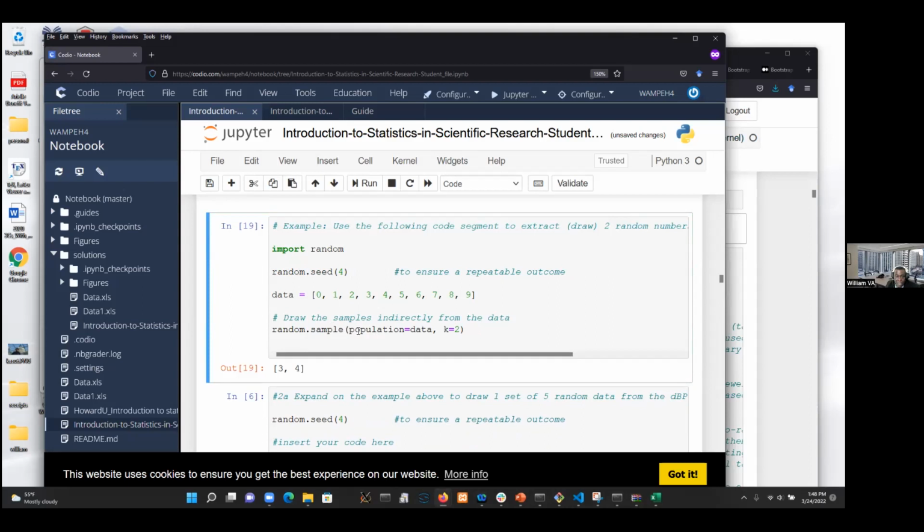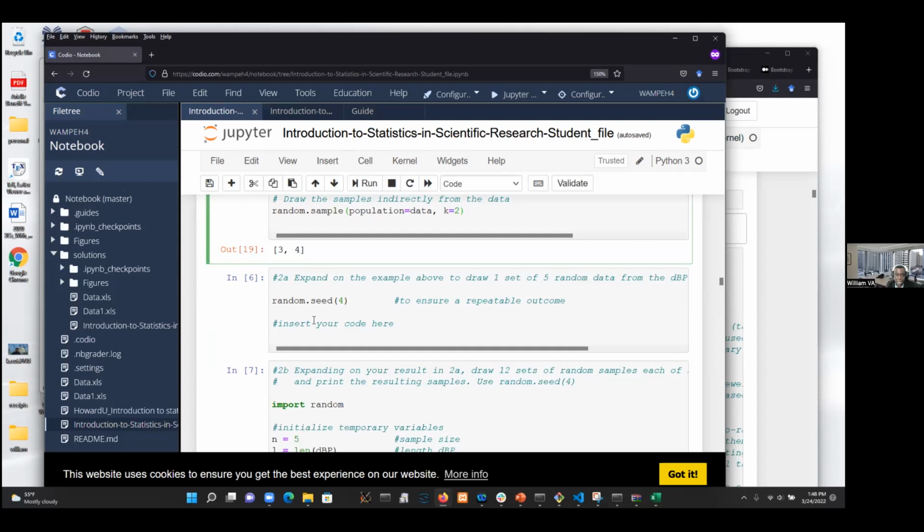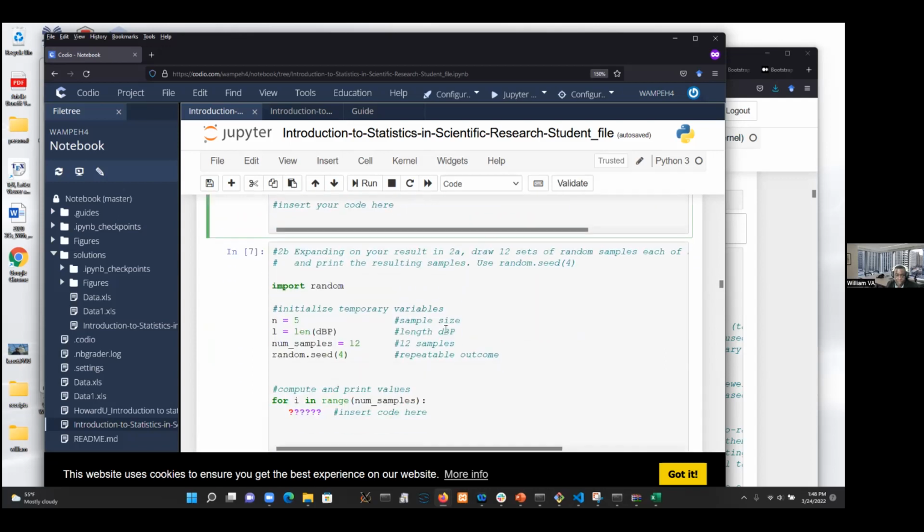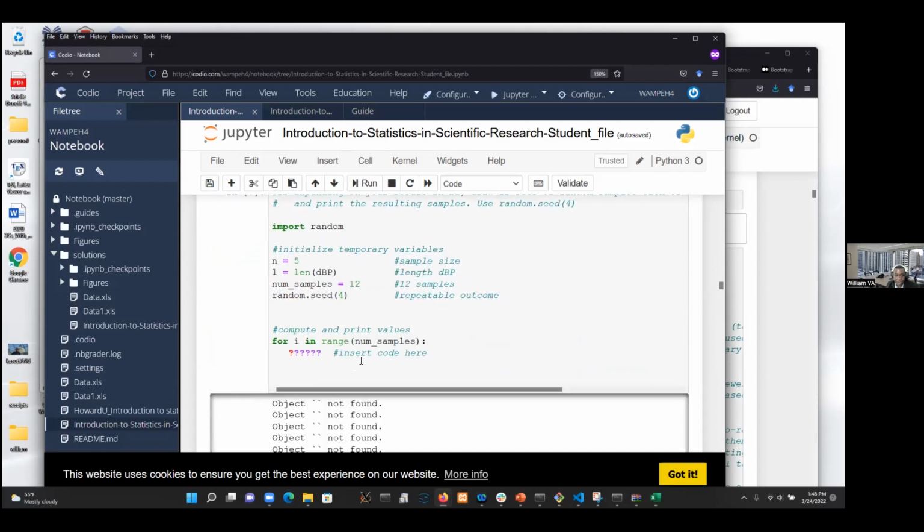This is saying from your population, I'm calling the population the data, take two elements from this population at random. This time it took 3 and 4, and it took 3 and 4, and it took 3 and 4. So this is how you sample. Now we talk about the seed. We're going down here, and then we're going to expand on that.